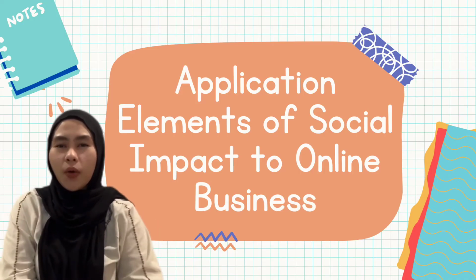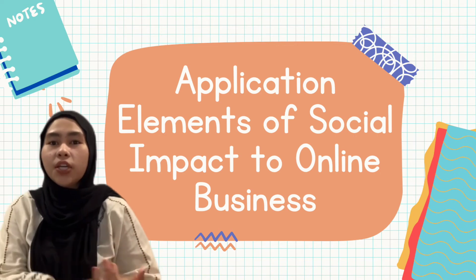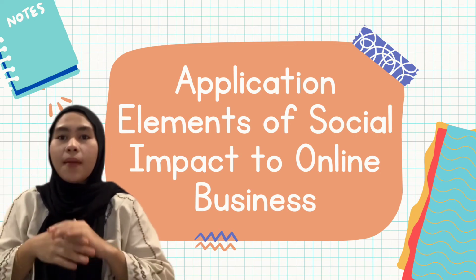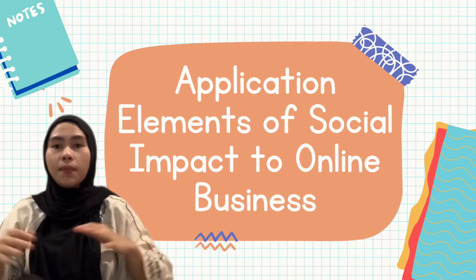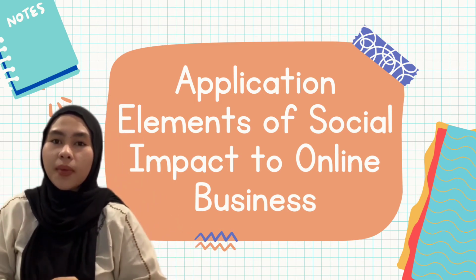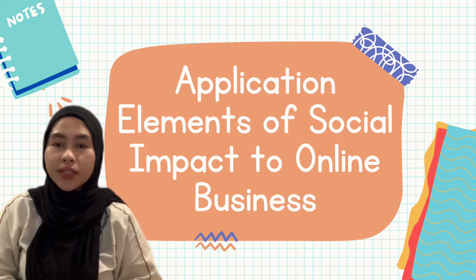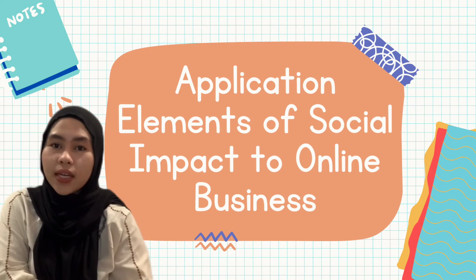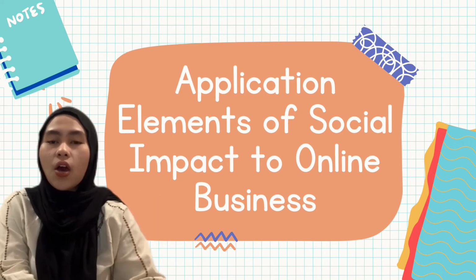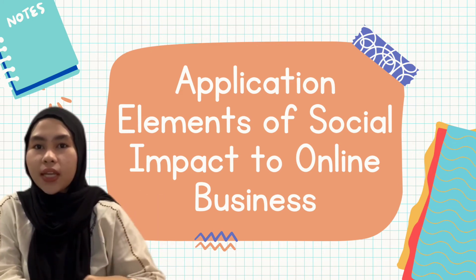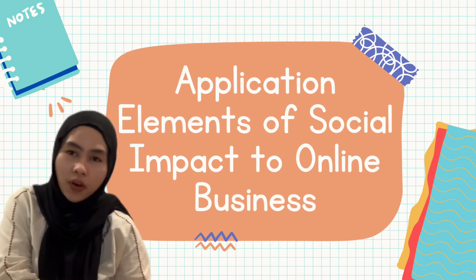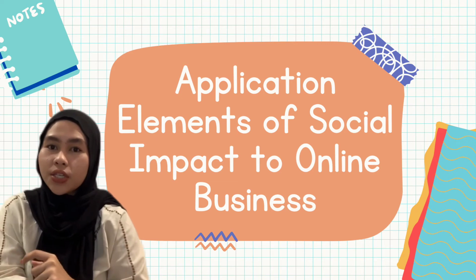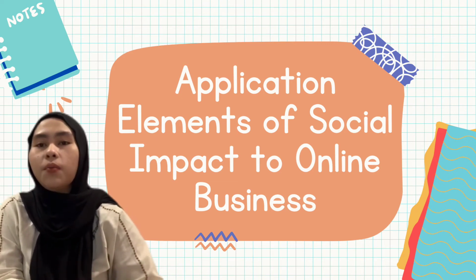When we talk about social impacts, the application elements of social impacts can be seen from conducting online business. By applying elements of social impact through online business, it may benefit both sellers and also consumers. An online business is a business conducted entirely on the internet. Online business may encompass selling goods and services. Therefore, the transaction impacts sellers and buyers through social media such as Instagram, Facebook, and more.